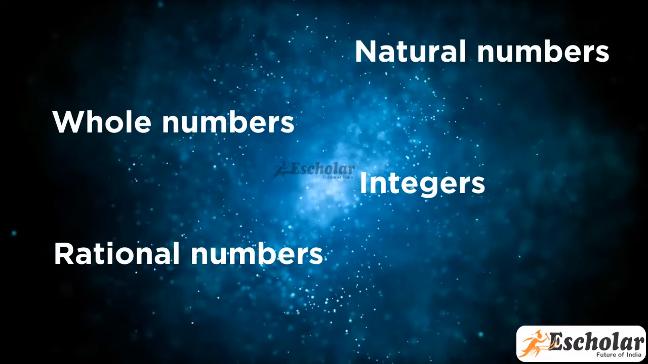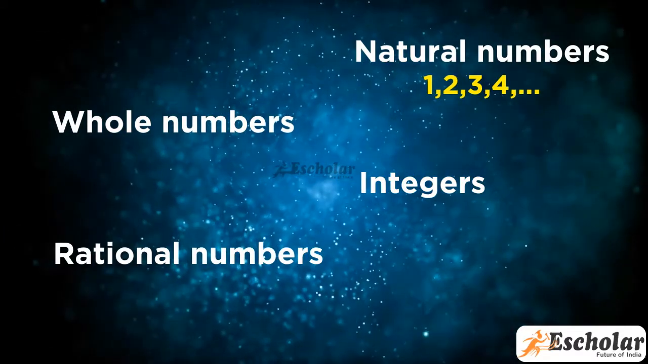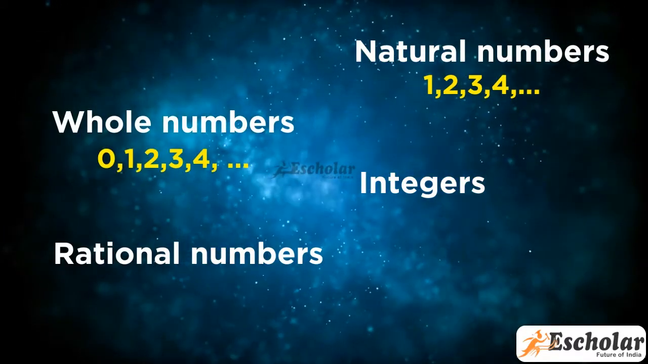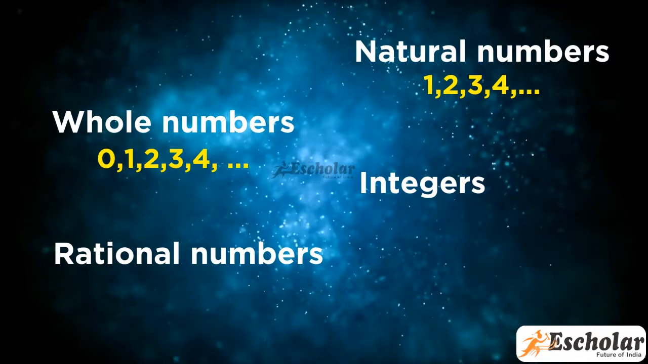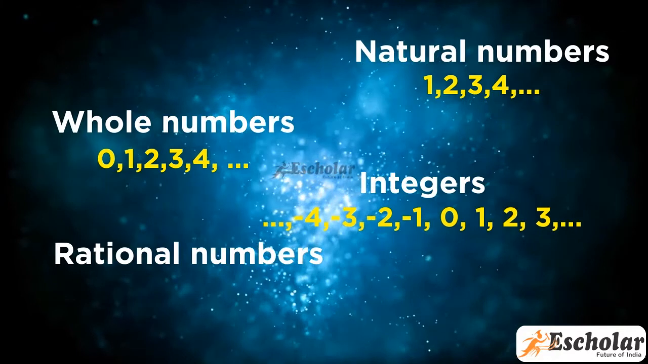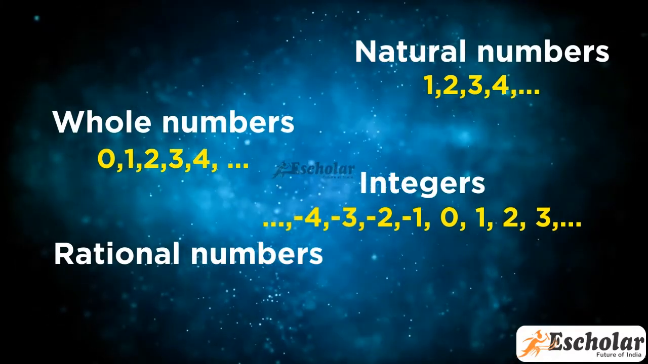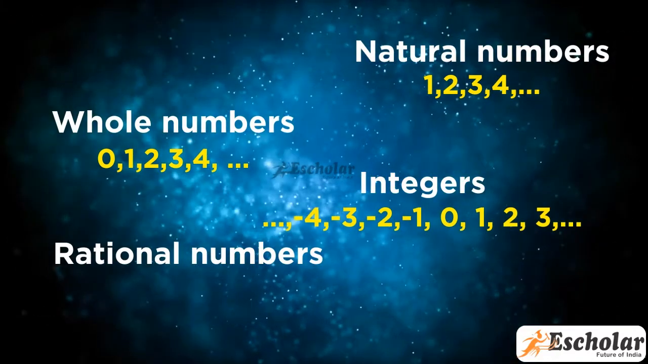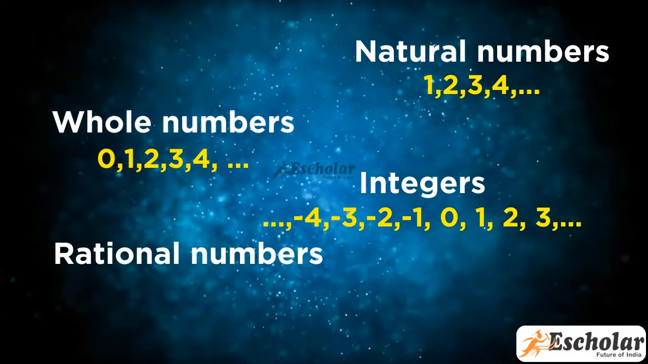Natural numbers: 1, 2, 3, 4 and so on. Whole numbers: 0, 1, 2, 3, 4 and so on. Integers: -4, -3, -2, -1, 0, 1, 2, 3 and so on.